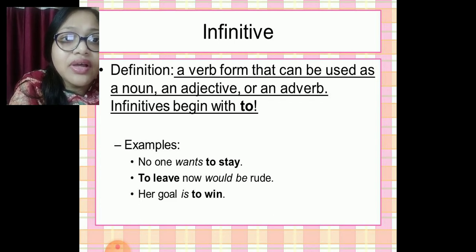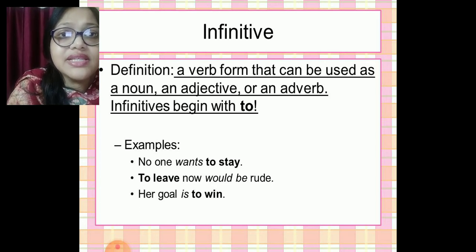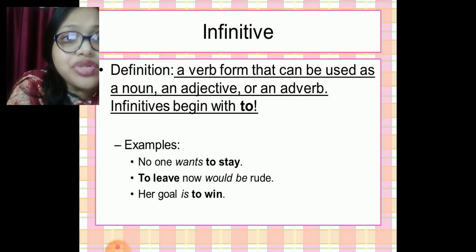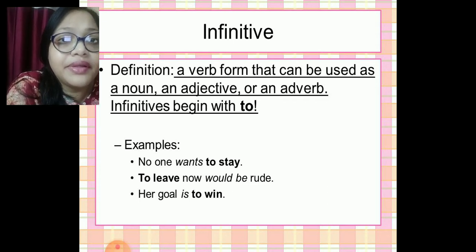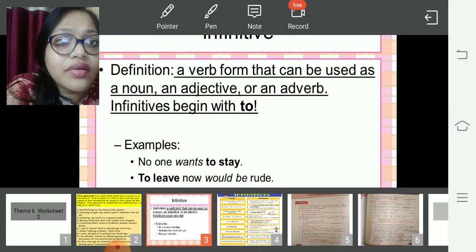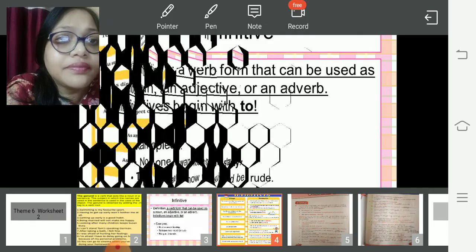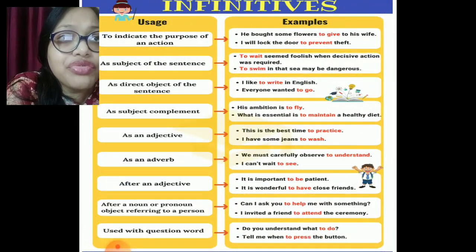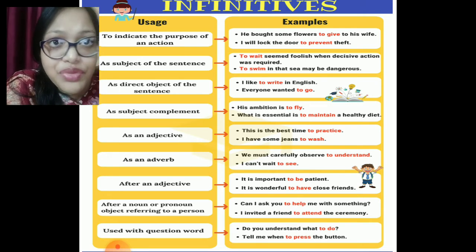To live now would be rude. Her goal is to win. So in these examples you have seen how to is used along with the verb. Now we are going to go through a few more examples along with their usage.